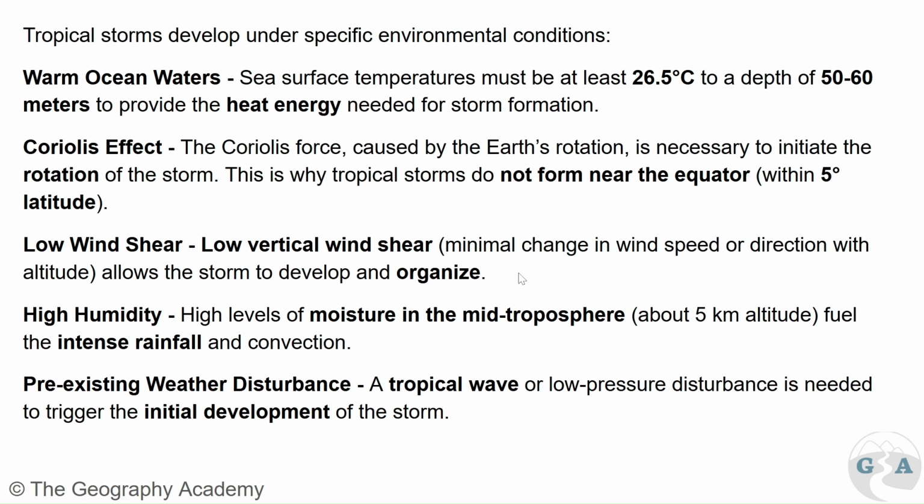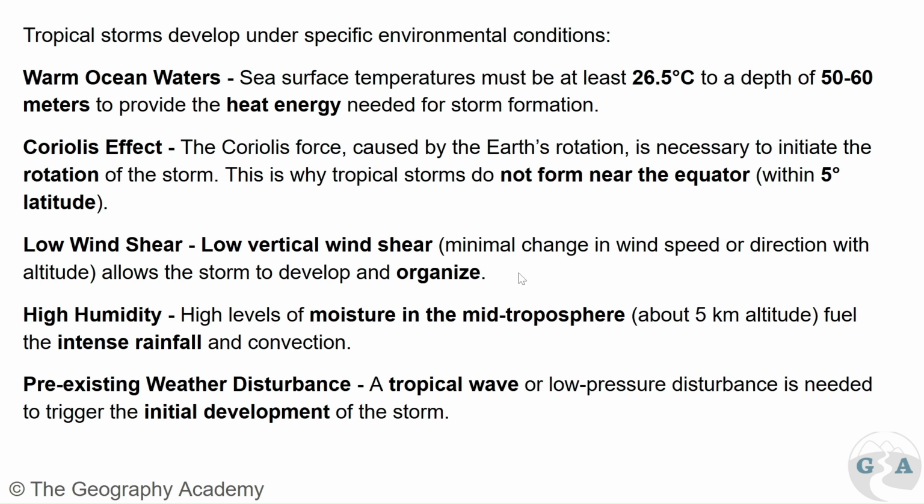So they start in areas in the tropics, kind of a giveaway with the name, and inside of the Tropic of Cancer and Capricorn, more specifically. They begin here because of the high sea temperatures, about 26 degrees Celsius and above, to a depth of 50 to 60 meters. This gives it the heat energy it needs, and this then creates a rise in the air.